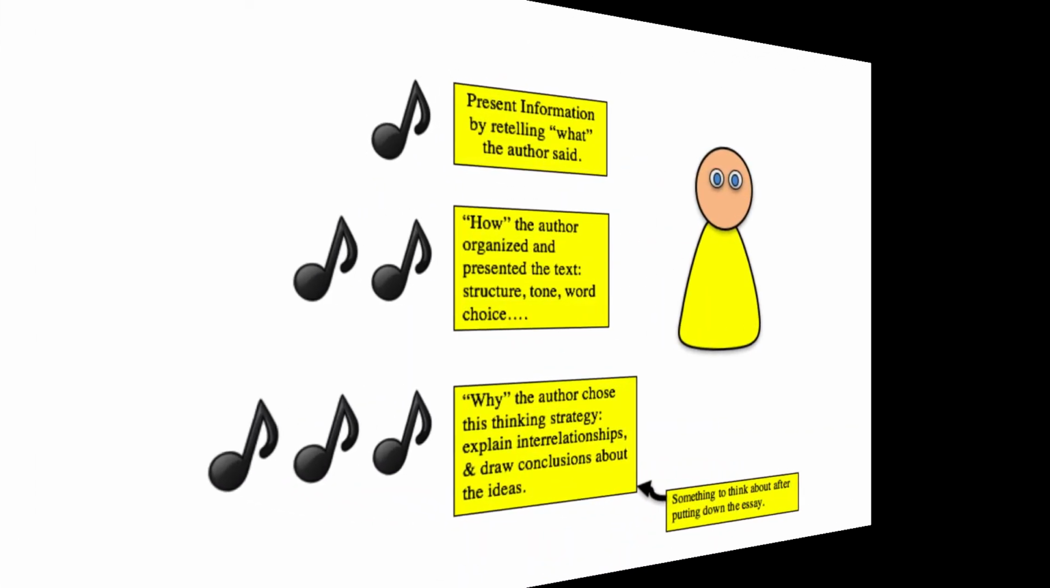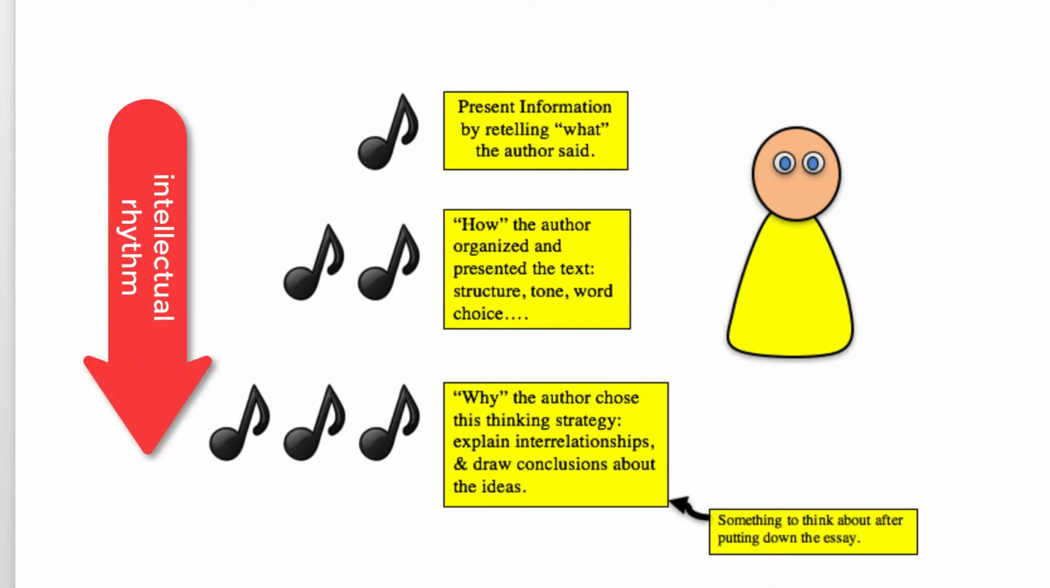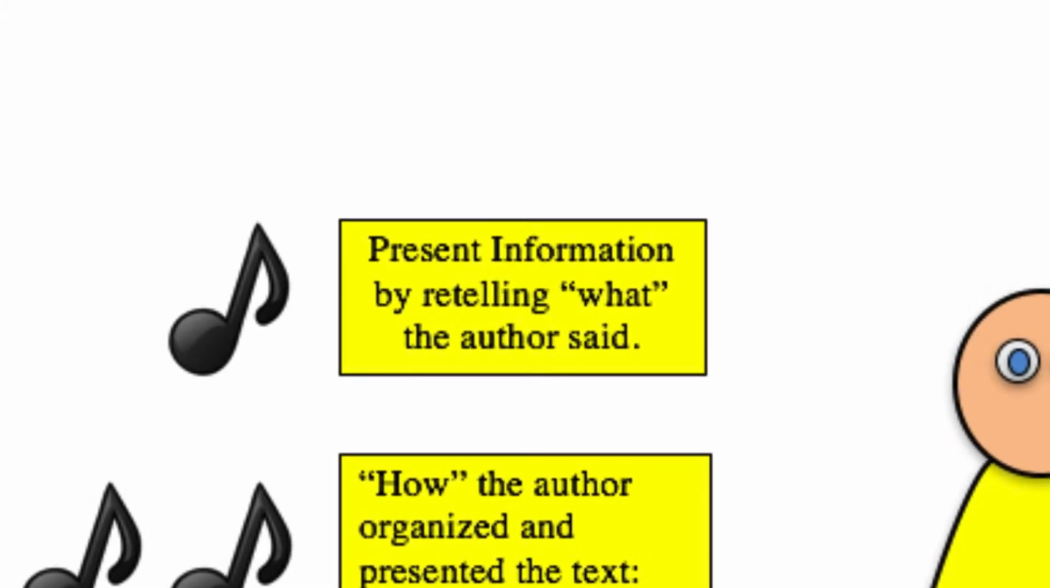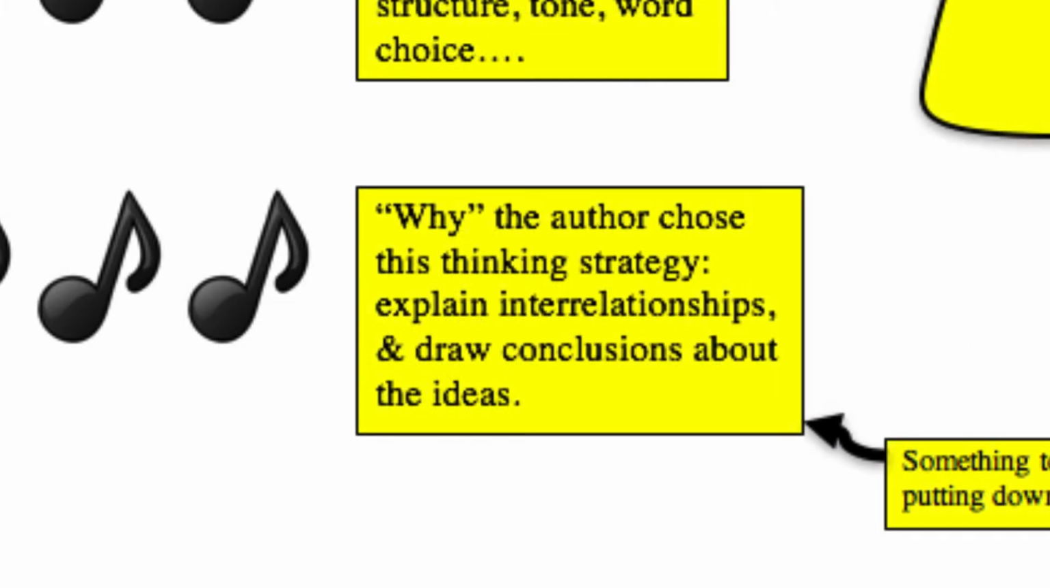The informational TDA can be organized in the same fashion as the narrative TDA. The essay is a series of 3 beats increasing in intellectual rhythm. The first beat presents a summary of what the author said in the text. The second beat explains how the author organized the text and presented the information, the text structure. The third beat will present conclusions explaining why the author chose this topic and thinking strategy.